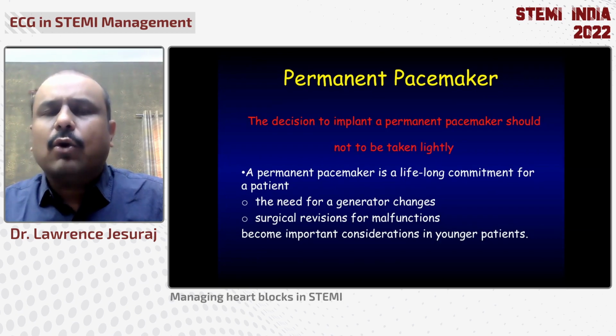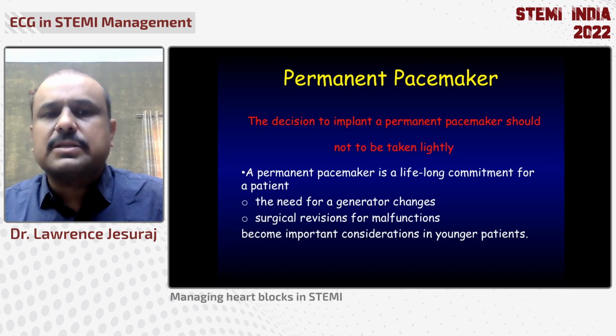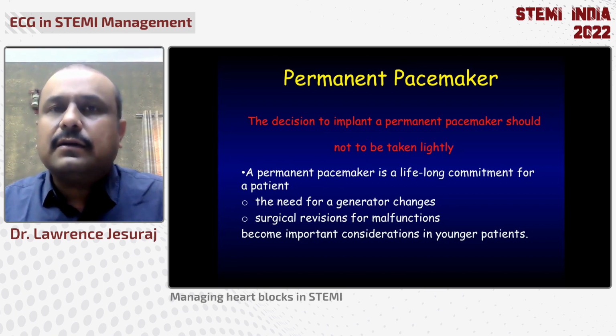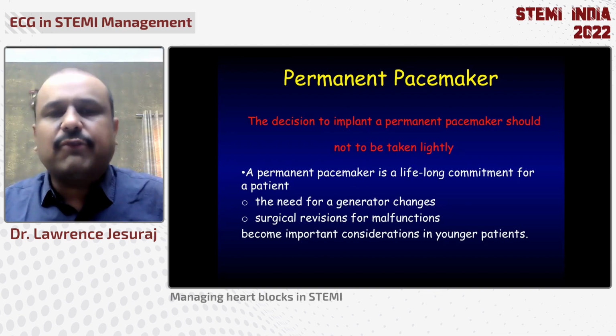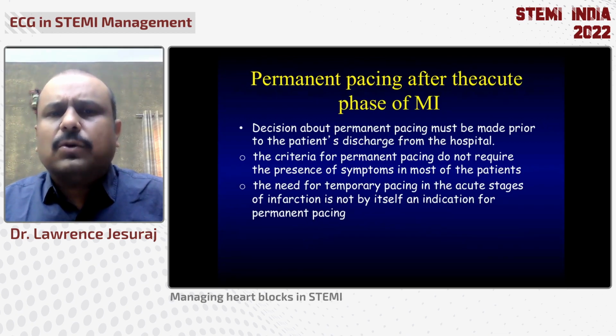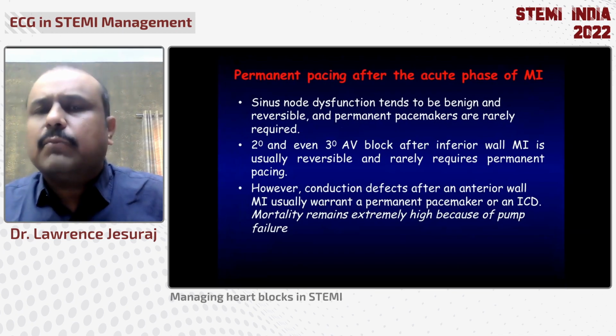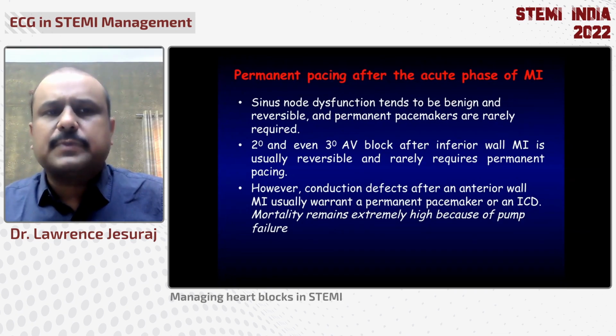with a lot of consideration, because a permanent pacemaker is a lifelong commitment for the patient. A patient with complete heart block in an ACS could be a young patient, may require multiple generator changes, and there could be revisions secondary to malfunctions of the lead or pacemaker. So this is particularly important when you are considering a young patient. The problem with acute MI complete heart block is that a lot of thinking has to be put in before taking a patient for a permanent pacemaker.